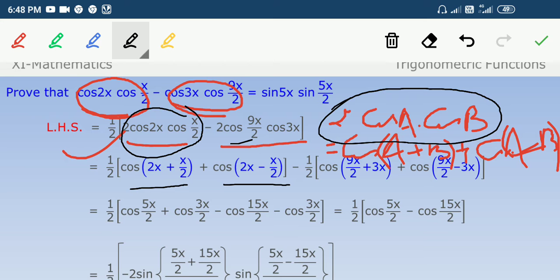So again we have broken this part also like this, on the same formula, 2 cos A into cos B. And here A will be 9x by 2 and B will be 3x. So I have written A plus B, A minus B in terms of cos only.